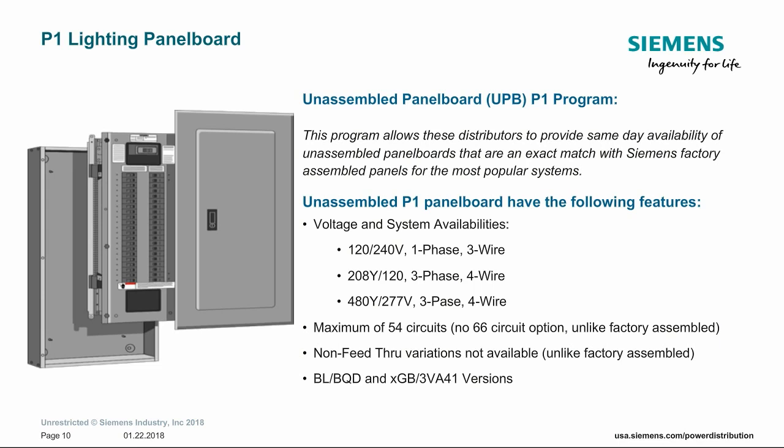With that, there are some limitations in what we have as options, but we tried to hit on the most popular items. So we have 3 main voltage and systems available within these UPB panels. We have a limitation of a maximum of 54 circuits, so you don't have that 66 circuit option like factory assembled. Also, the non-feed-through variations are unavailable in this UPB program. So basically, we don't get that extra 6 inches of savings like you would on a factory assembled panel board. All in all though, Siemens is trying to be as flexible as possible to meet the needs of our customers with this UPB program.